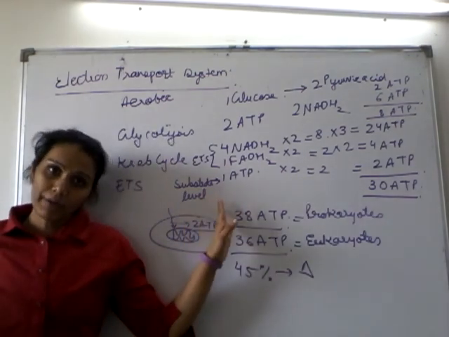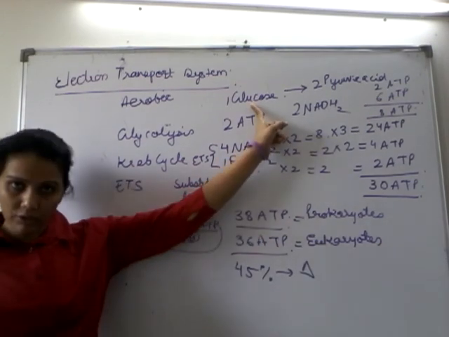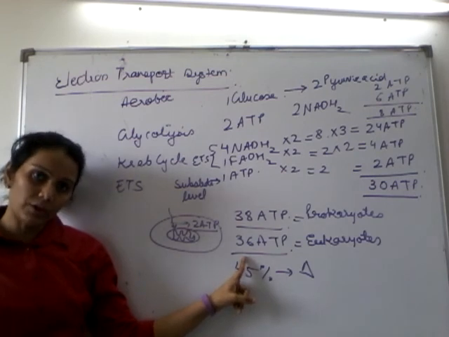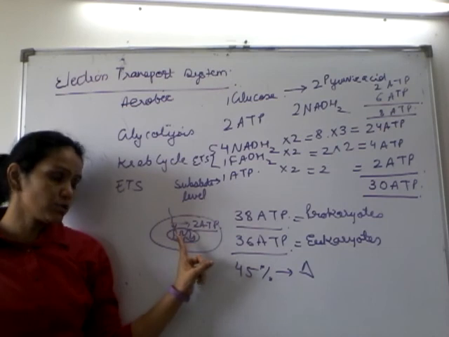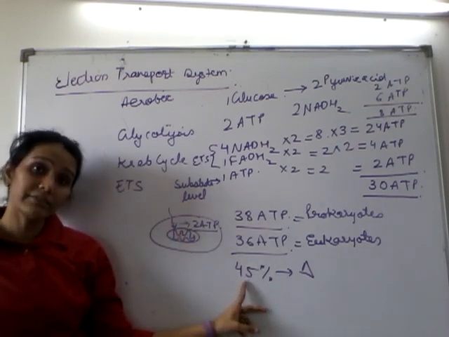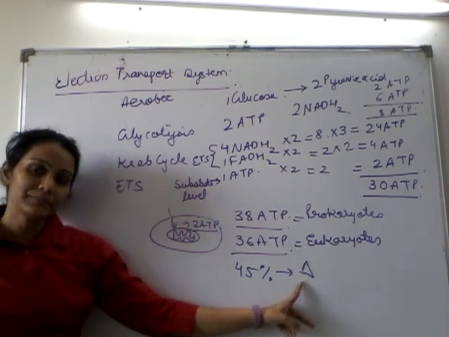In this way, we comprehend that there is a total production of 38 ATP from one molecule of glucose and 36 in case of eukaryotes, because 2 are utilized for transfer of pyruvic acid from the cytosol to the matrix of mitochondria. The energy efficiency is 45%, because the remaining will be lost as heat.